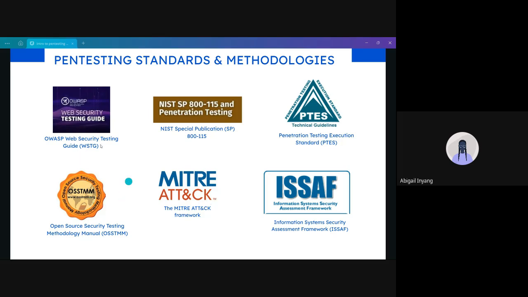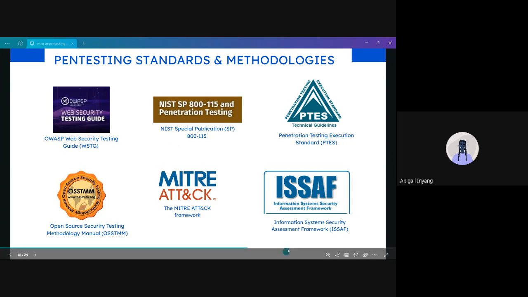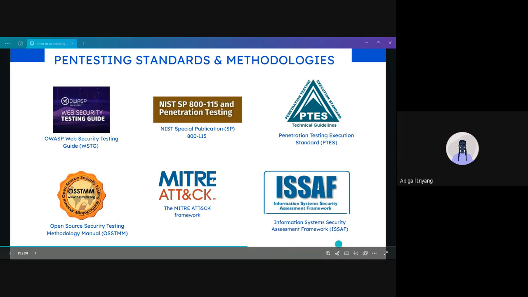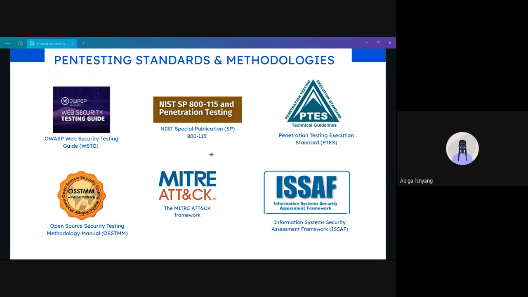Another one we have is the open source security testing methodology manual. This is another methodology you can choose to follow. Then we have the MITRE ATT&CK framework, which has so many resources you can learn from as a penetration tester: adversaries, techniques, procedures. Next up, we have the information system security assessment framework. This is another methodology that's out there for you to work with.